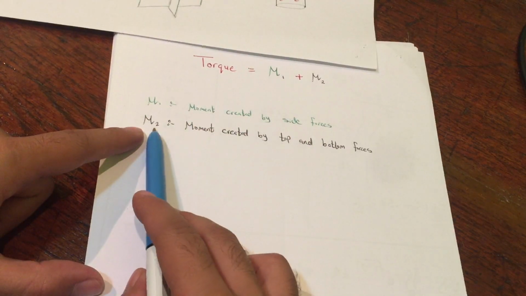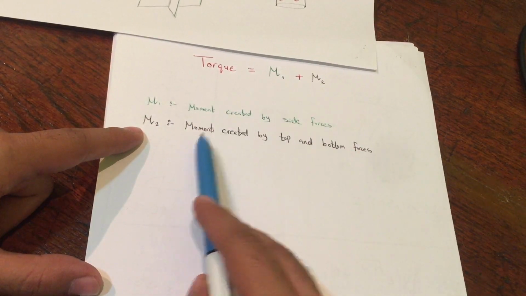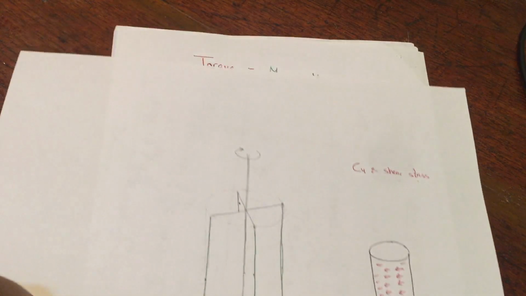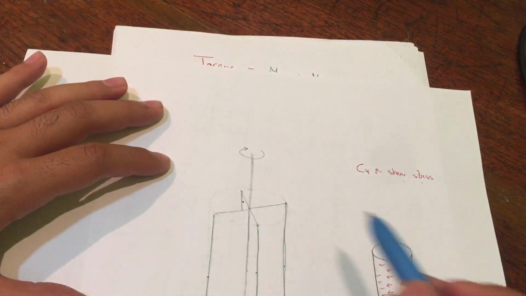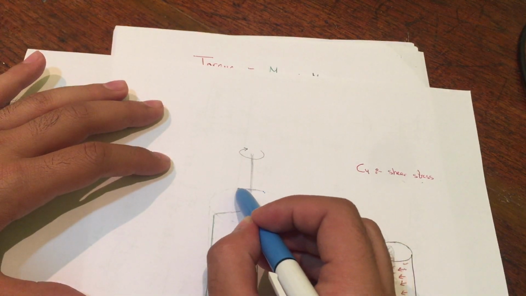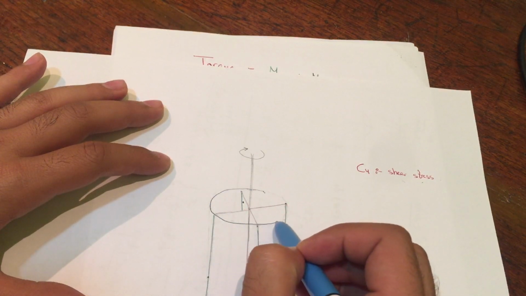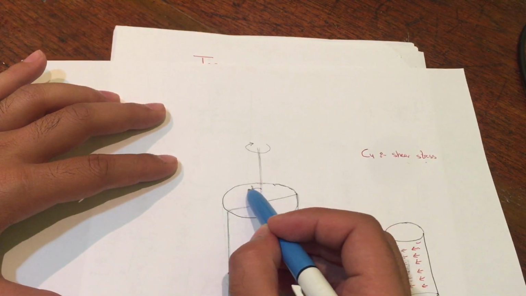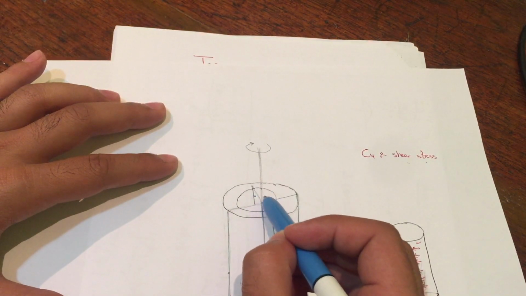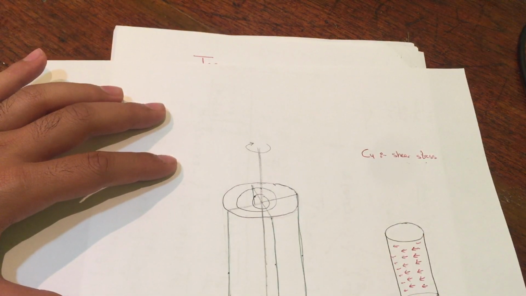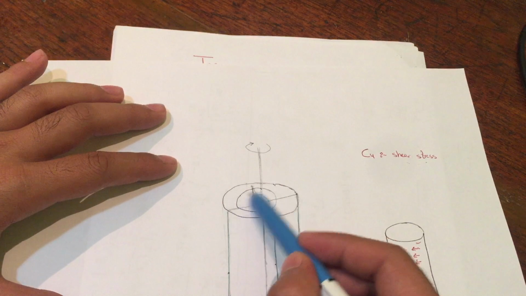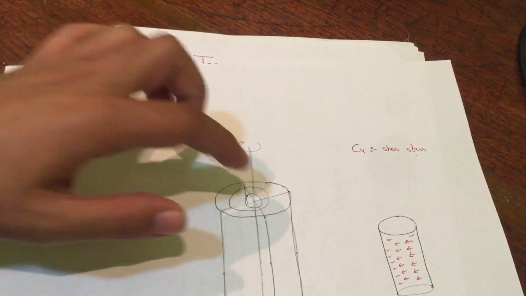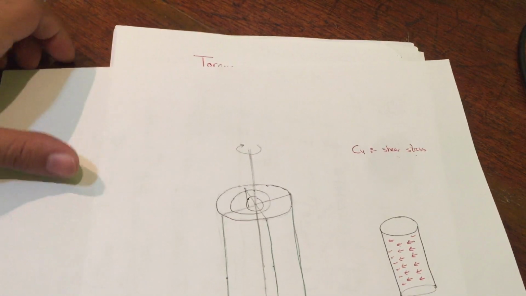The second moment, which is moment 2, is the moment created by the top and bottom forces. The top and the bottom forces are the forces here in the top, which can be in this circle, which takes the whole radius. It can be a part of it. It can be even a smaller part of it. This whole thing expresses the top and the bottom as well. It has the same idea for both.